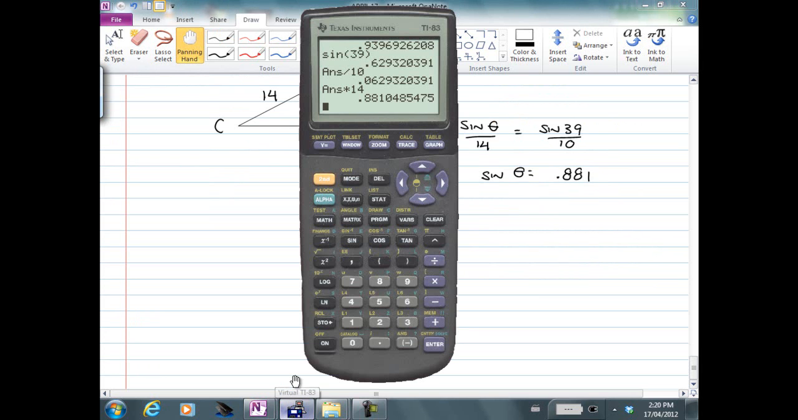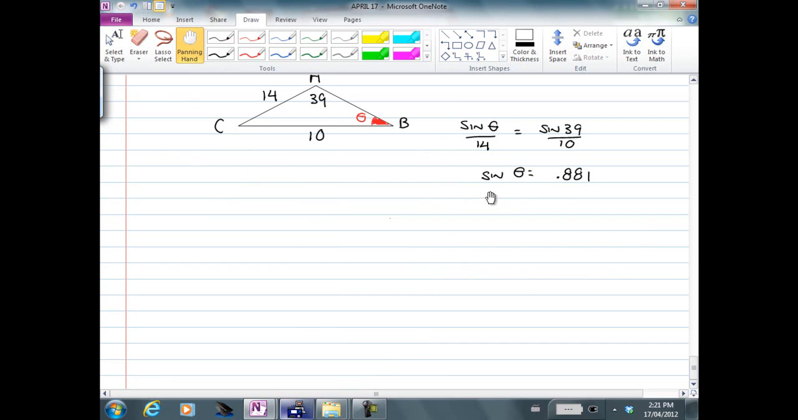So you go inverse sine. See, I didn't do anything hard. I keep it simple. 0.881. Punch in my calculator, and you have 61.7. For now, to make it easier for everybody, I'm going to call this 62 degrees. So theta, roughly 62 degrees.